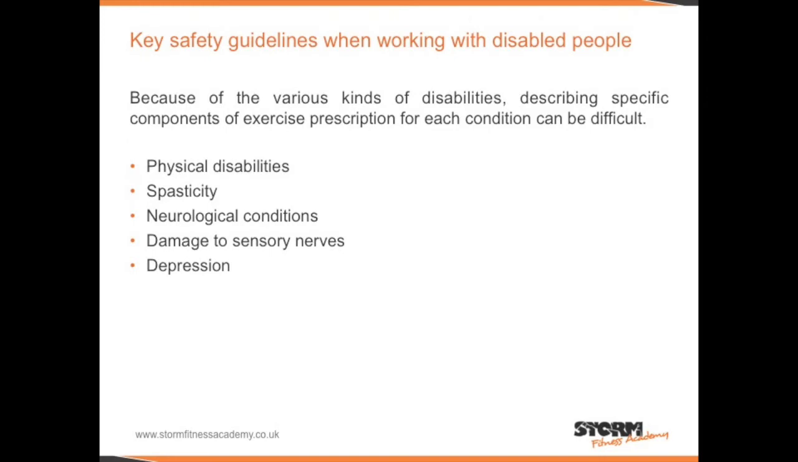Key safety guidelines when working with disabled people. Because of the various kinds of disabilities, describing specific components of exercise prescription for each condition can be difficult. This section is going to focus on the following categories of disability: physical disabilities, spasticity, neurological conditions, damage to sensory nerves, and depression.